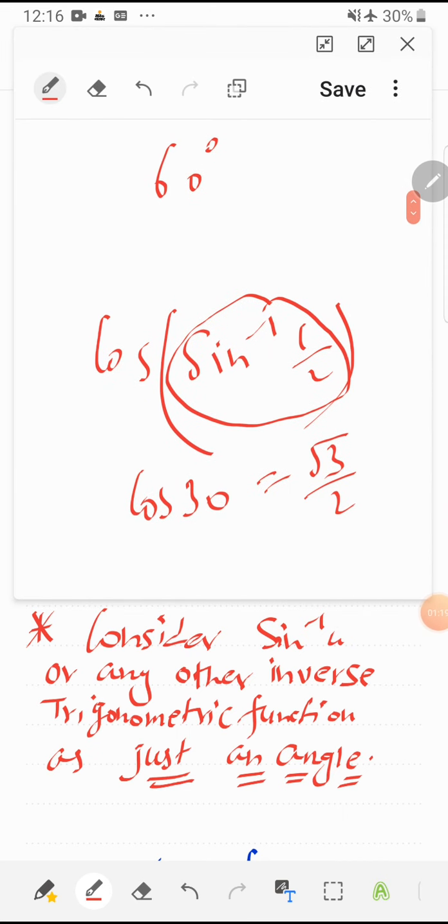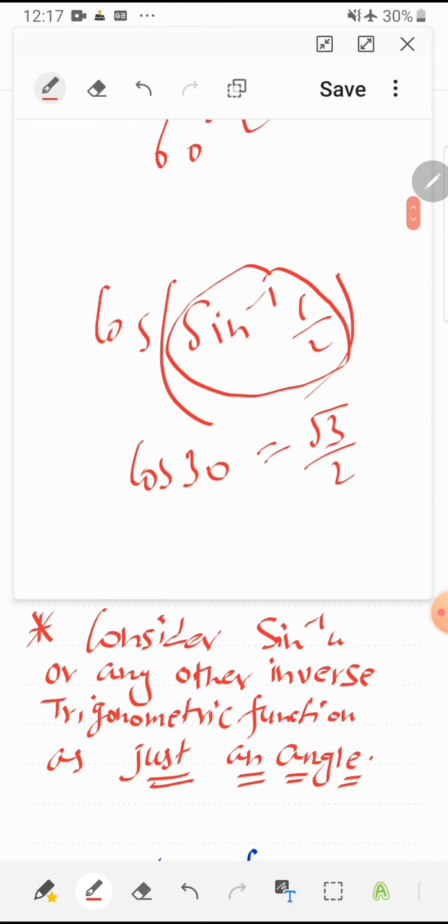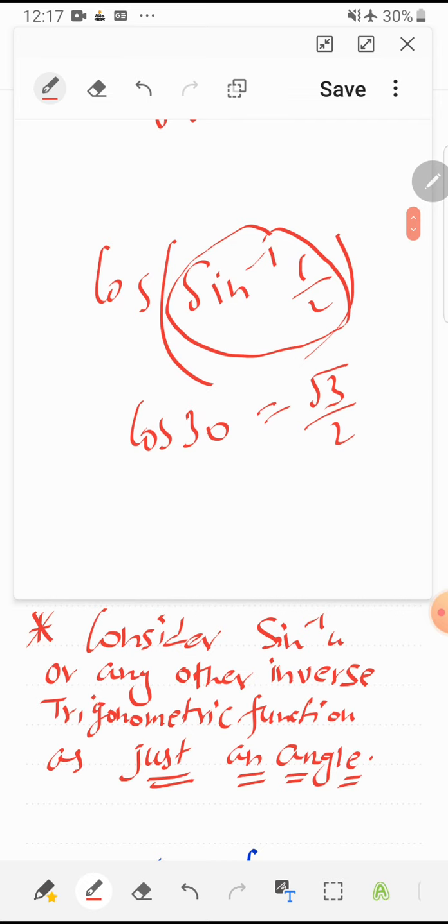Suppose I have to find sine inverse root 3 by 2. So this is 60 degree, because the value of sine is root 3 by 2 at 60 degree. Similarly, if I am asked what is cos of sine inverse half, now sine inverse half means 30 degree because sine becomes half at 30 degree. So I am asked what is cos 30 degree. So this is root 3 by 2. So an inverse function is just like an angle.